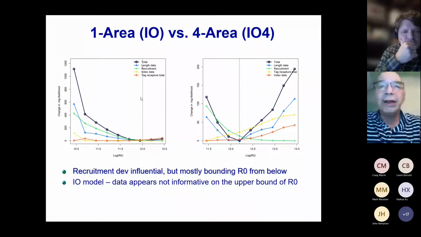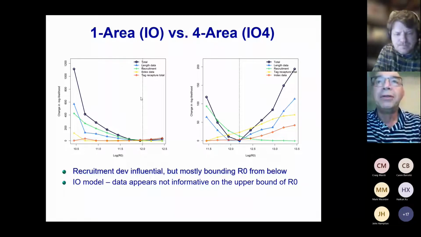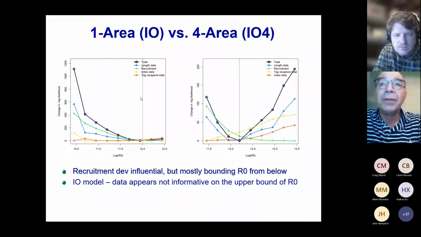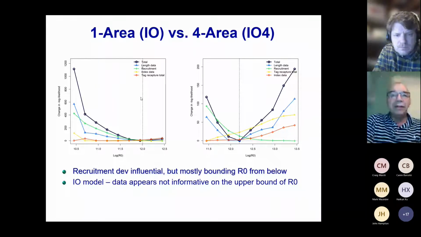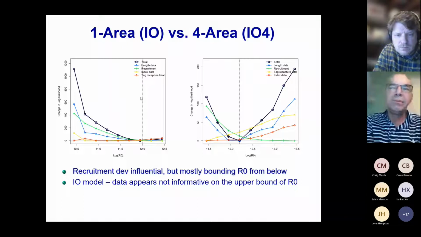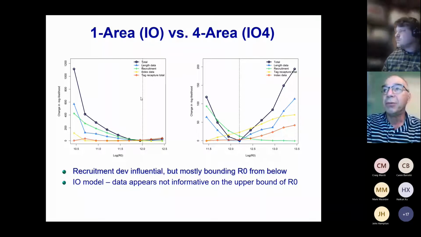Now, over on the right-hand side, we also see that the tag data are tending to pull the model towards higher biomass levels, as is the index data. And in this case, the fit to the length data goes in both directions. It degrades in both directions. So this model, the 4-area model, seems to be strongly constrained by the length data, and that makes some sense given how different the regions are in the length data that we have.